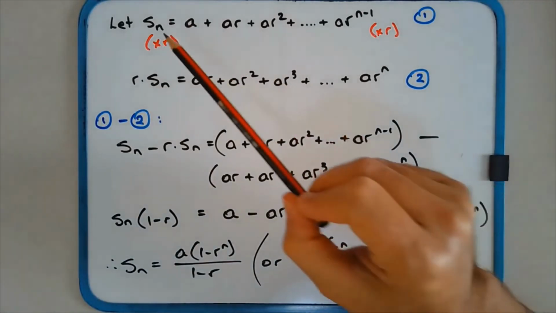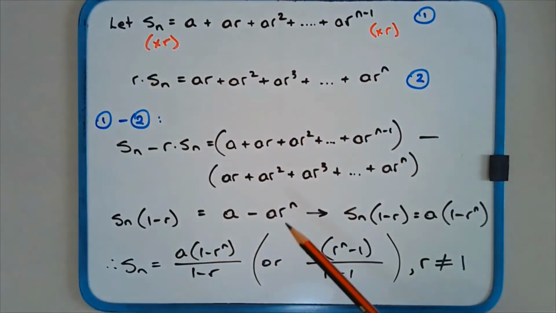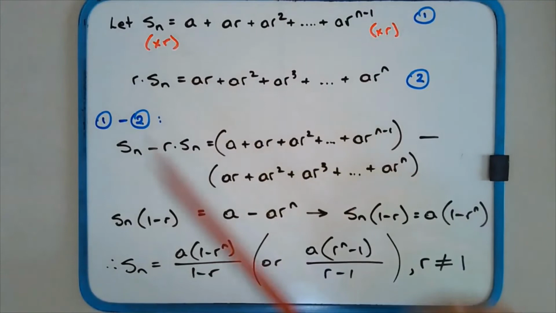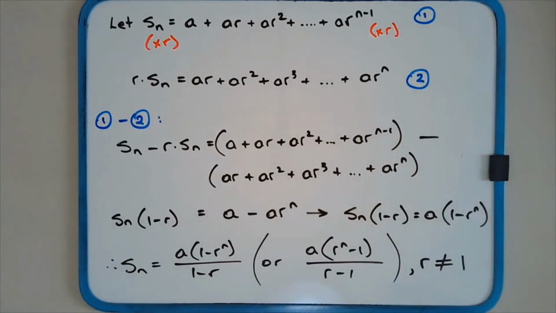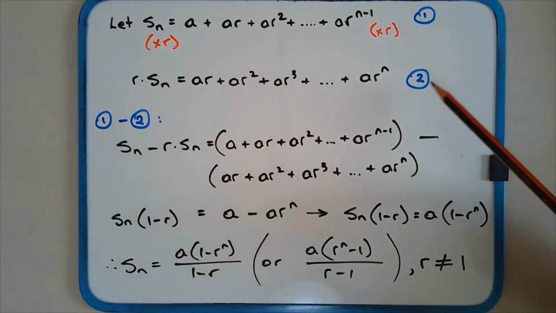Next, we're going to multiply both sides of equation number 1 by the common ratio r. Now that does not change the integrity of the equation, as long as what you do to one side, you do to the other, and r is not equal to 0 for that matter as well. It is a geometric progression or a geometric series, so it follows the rules of a geometric series or progression. Now that gives us equation number 2.